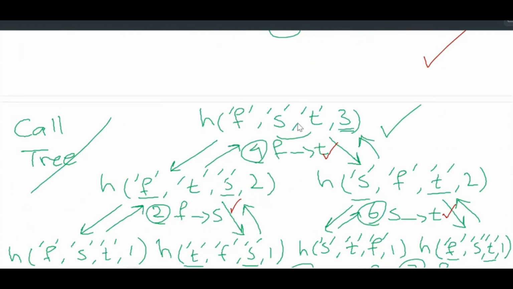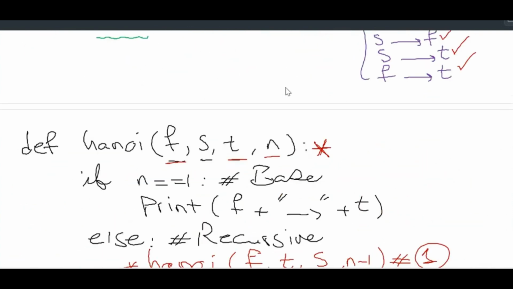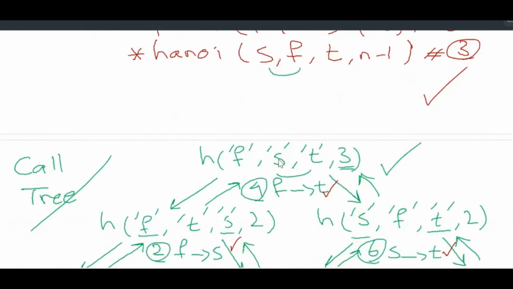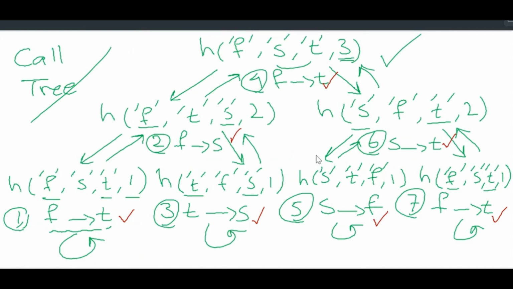Note that here I have said f and s and t. Here I have called f and s and t. These are different. These f, s and t are parameter names, but these ones are the actual strings being passed to them, right? And as I told you along the way in recursion, these things get swapped over and over. Now, what I'm trying to do in this green slide is depict the call tree starting with the main call, which is, let's say, Hanoi with f, s and t, and the value 3 for n.